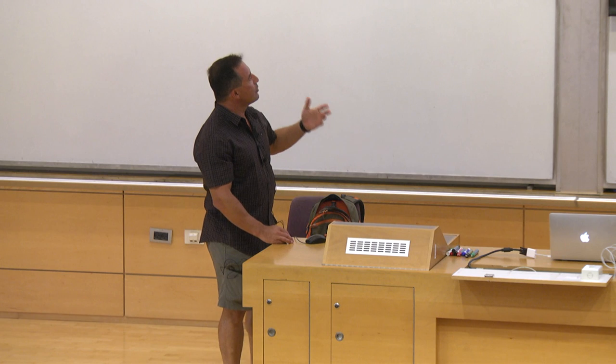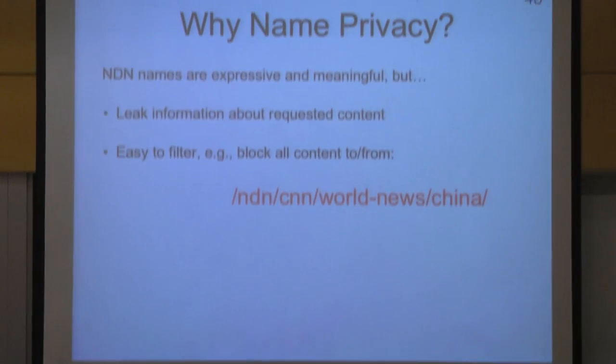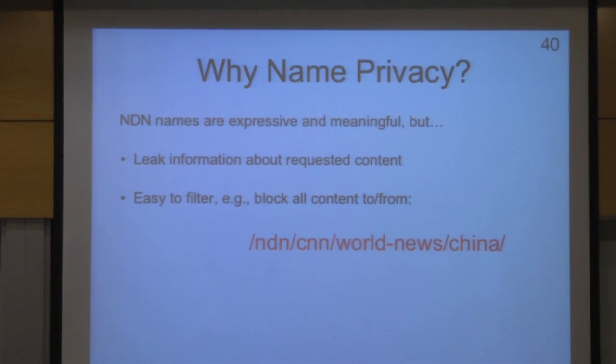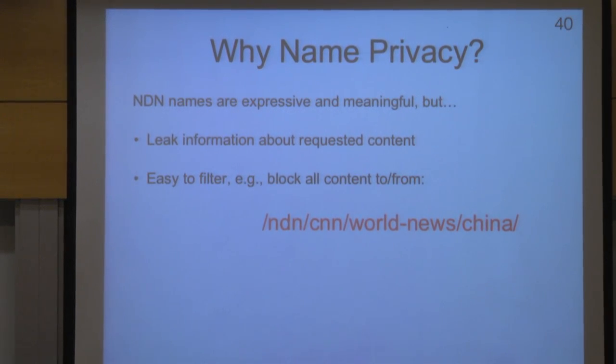So you have a news item like this: slash Indian, slash CNN, slash worldnews.china. This is actually a better example of an Indian name than the one you saw before. Now, obviously that tells you what somebody is interested in. And with this kind of name, there may be a reason that somebody doesn't want to serve the content. Let's say you live in China and you issue an interest corresponding to that name; maybe some government entity will filter it out. So the question is, how do you prevent names from being exposed?